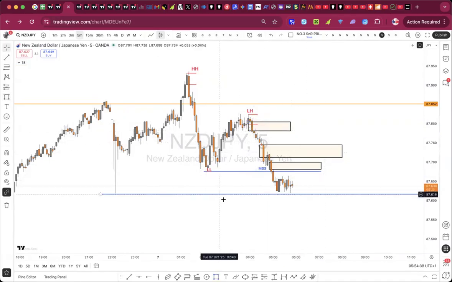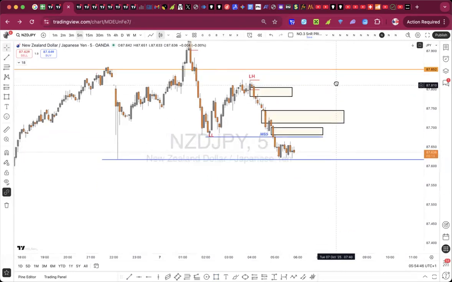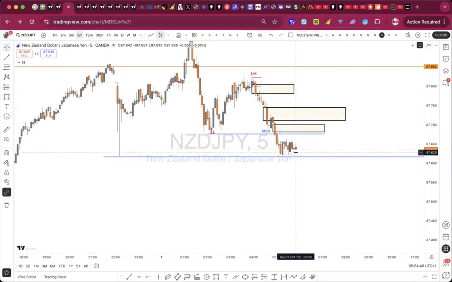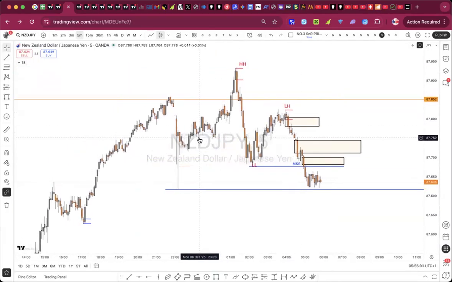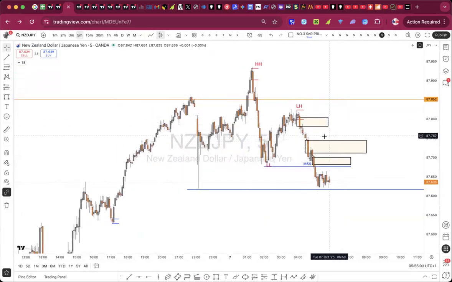All right, so now this is what we want. We want this market to return back here or here, and then get rejected for us to sell. So we'll have to wait for that confirmation and then sell. Without that, if you sell now and the market returns back here or up here, you're going to be struggling with the market. So that's what we're waiting for.